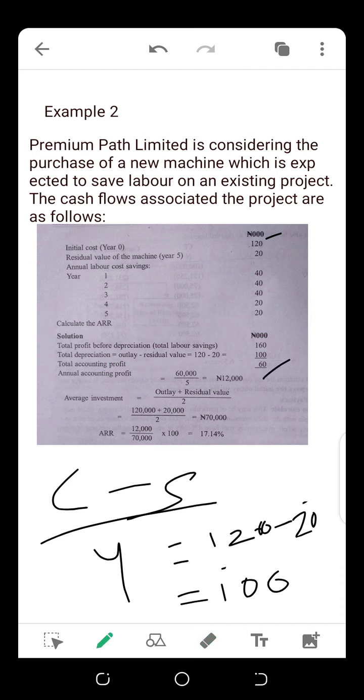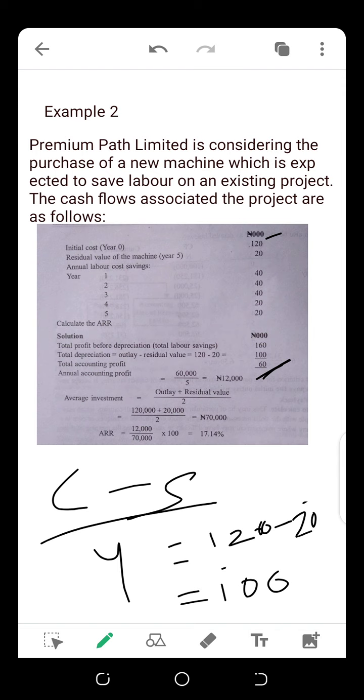So since we have 60 as the accounting profit, don't forget it's in thousands because we've already put 30 at the top. Meaning that the average profit, which is the profit for 1 year, will now be that 60,000 divided by 5, because we are calculating based on average, don't forget. Divided by 5, you have 12,000.